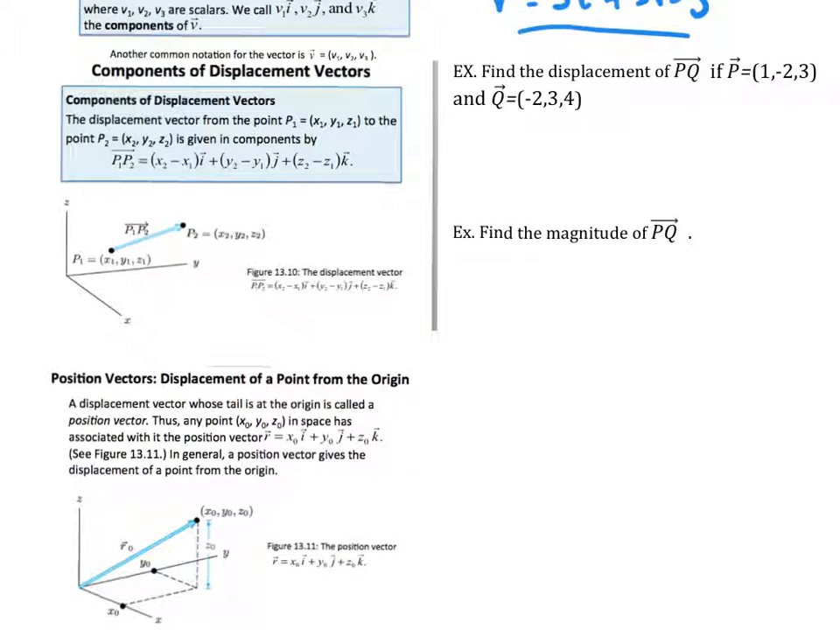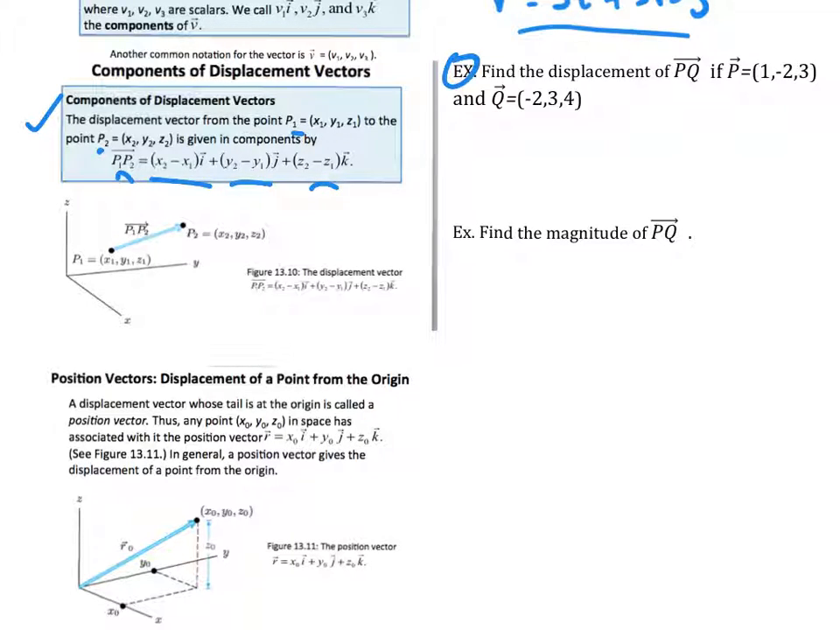Components of a vector, of displacement vectors. I can find components by just taking the difference of each one of the coordinates. So if I have a starting point P1 and a finishing point P2, I can just take the P2 points minus the P1 points, and that would give me each one of my components.